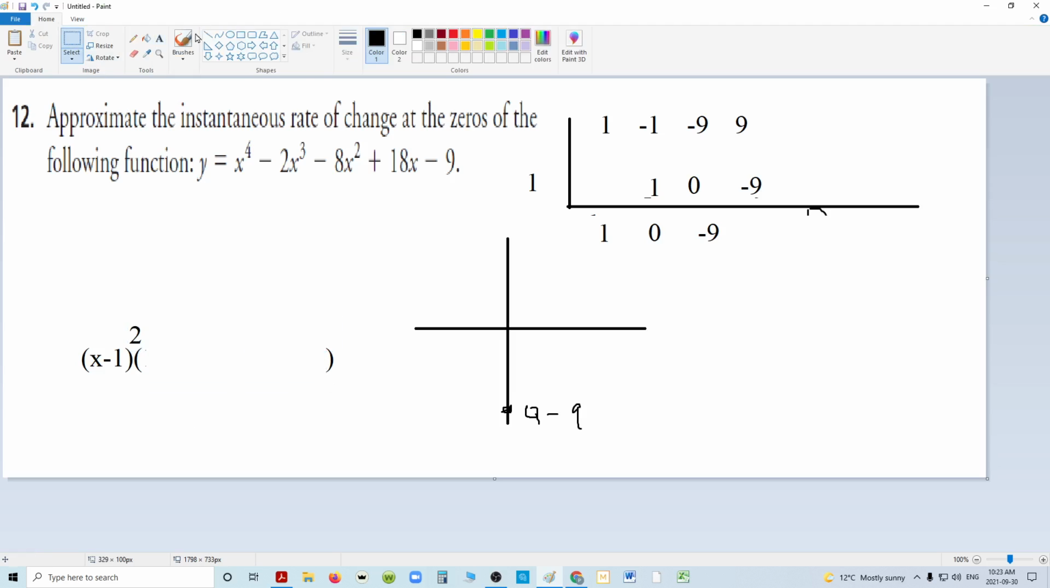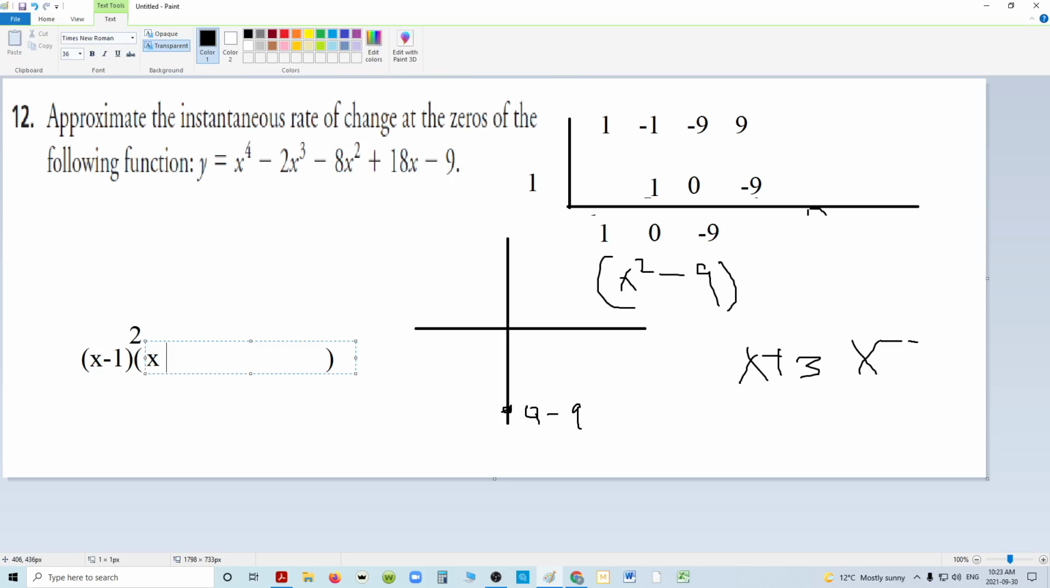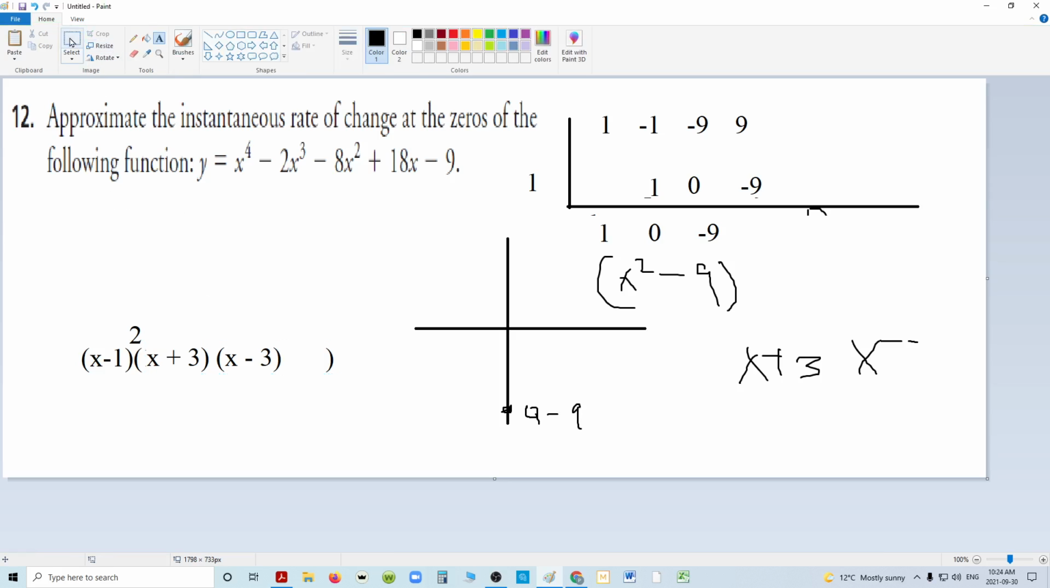I'm left with x squared minus 9. Well, that's a difference of two squares, x plus 3 and x minus 3. Great. x plus 3 and x minus 3. And I'll just do that and get rid of the other one. There. I figured out all my factors using synthetic division.